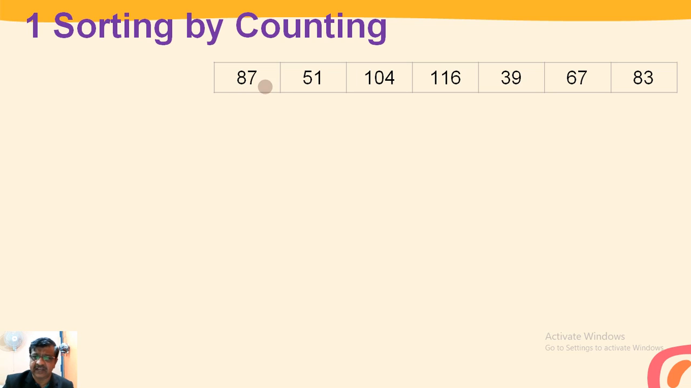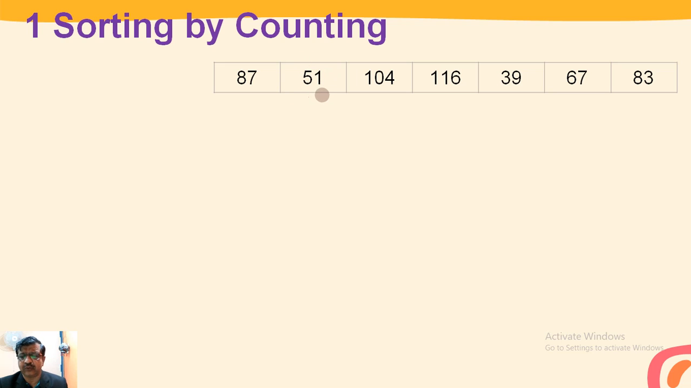For example, 87 is the first element, and we count from the second element onwards how many elements are lesser than this. In this example, 51, 39 and 67, and 83 are lesser than 87. Therefore, there are 4 elements which are lesser than 87. Therefore, in the sorted array, 87 should find its place in cell number 4.